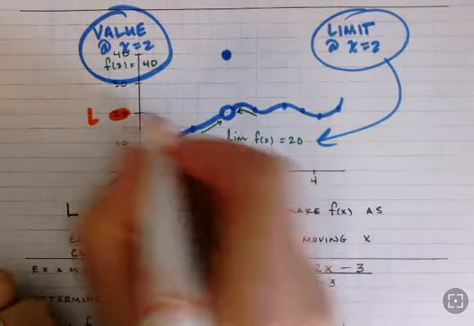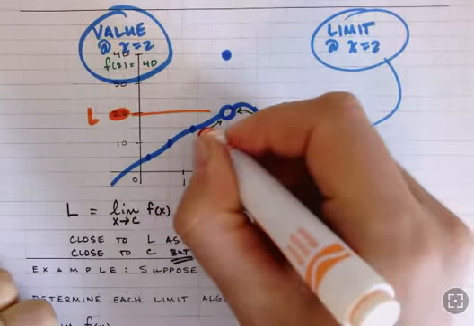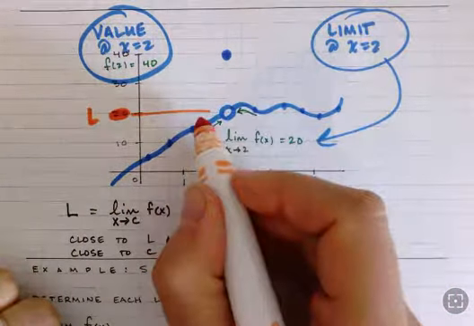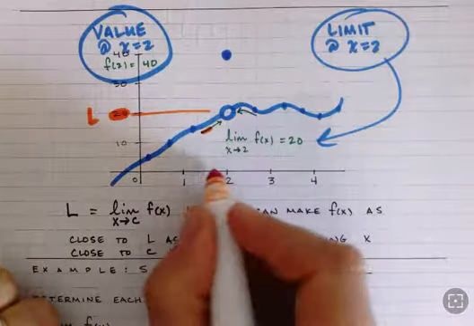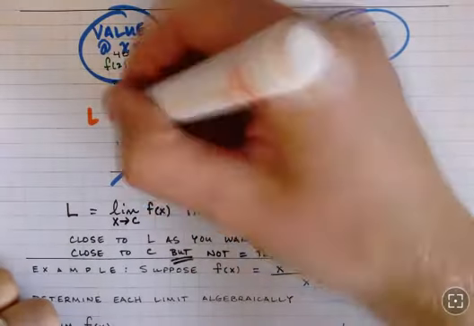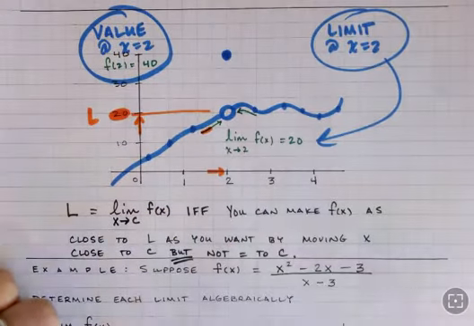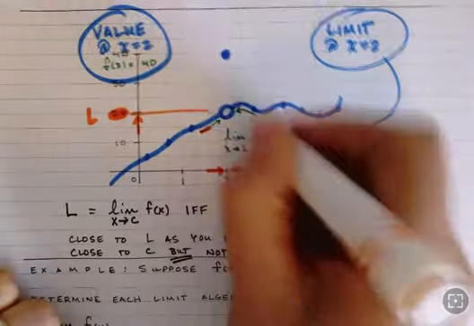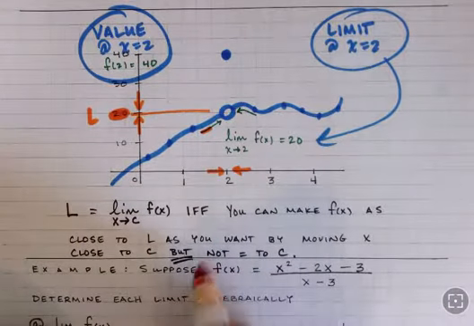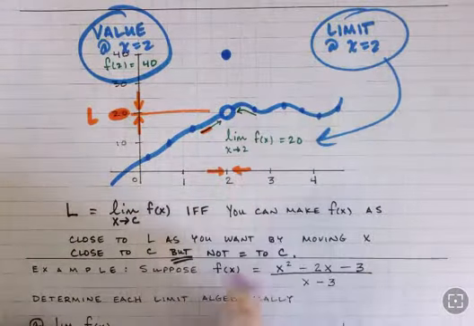In the case of the example that I've given you right here, 20 is our limit. You can see that we can get as close to 20 here on the y-axis as we want by moving the x value closer and closer and closer to 2. As this approaches this way, this approaches this way. Same on the other side. What's important is that we note that we don't actually care about what happens at c.